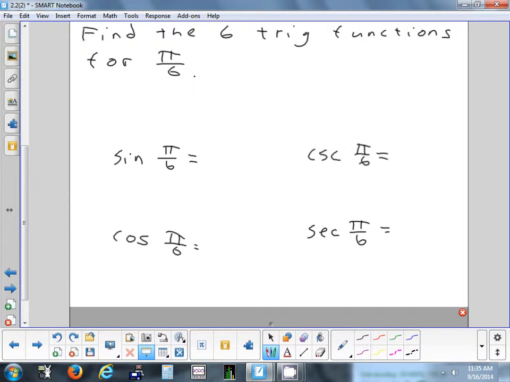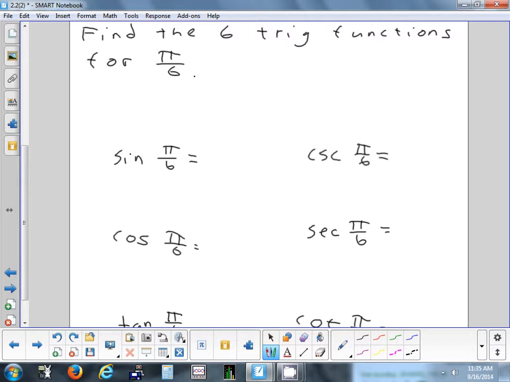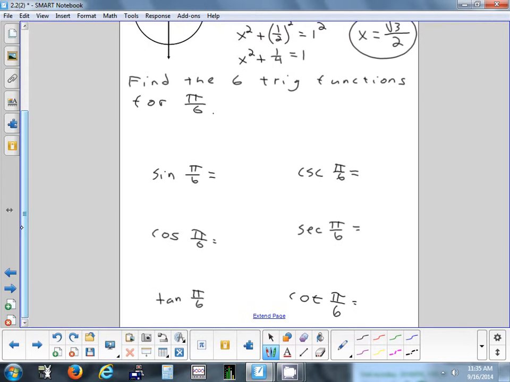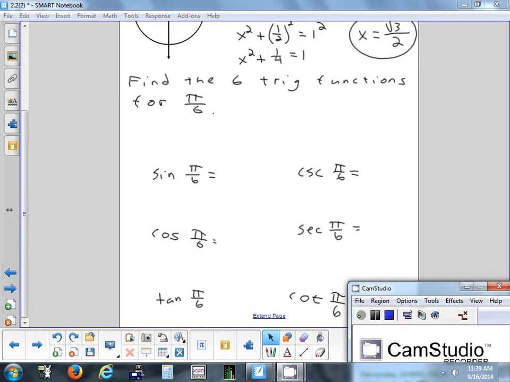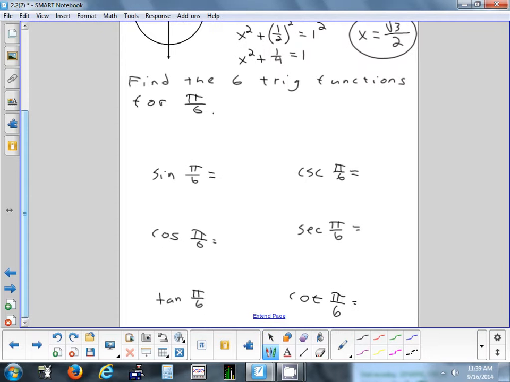So first I want to find the 6 trig functions of pi over 6. Get to try that one. See if you can figure out all 6 trig functions for pi over 6. All right, so first thing we can do to figure this out, we've got to figure out the coordinate. What is pi over 6? That's in radians, but how many degrees is that? 30.